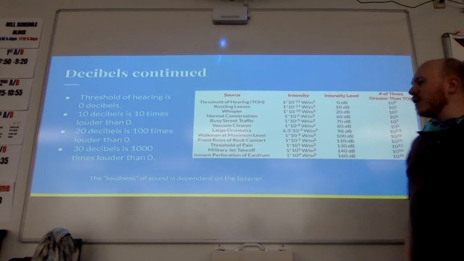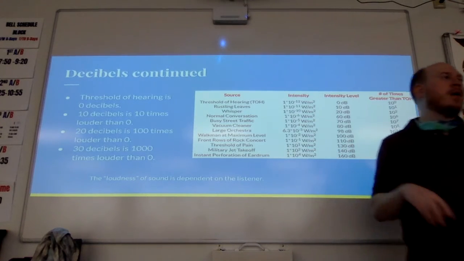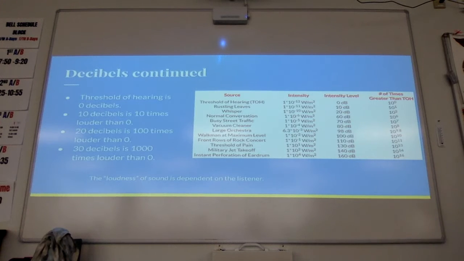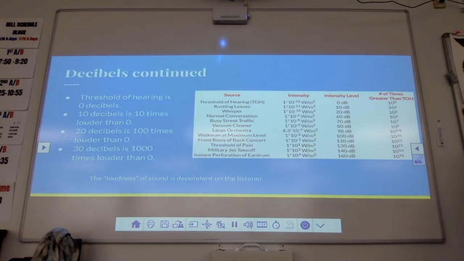So the loudness of sound is dependent on the listener. What's loud to one person might not be nearly as loud to another. And that has to do with the sensitivity of our eardrums. It also has to do with any damage you've done to your ears. So if you listen to earbuds every day at max for hours, you're going to have damaged eardrums. Because there are tiny little hairs inside of your ears that help pick up and control sound, and if those get damaged, we start to lose hearing. Okay, there's other things that cause loss of hearing as well. So this is decibels.